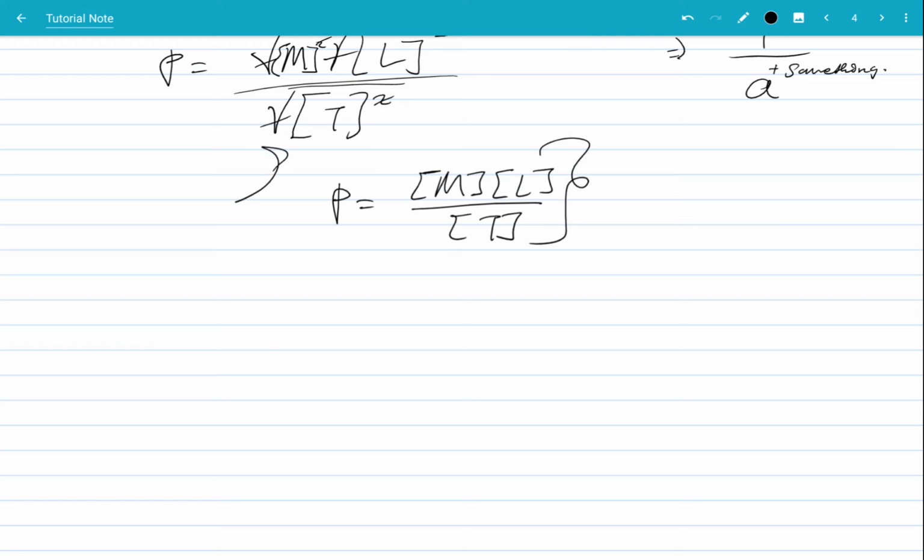Now that you have the dimensions, you can now get the units. M represents the mass, so you say kilograms. L represents the length, so meters, over time, which is what? Seconds. So this can also be written as P is equal to kg m s to the minus 1. And that's your final answer.